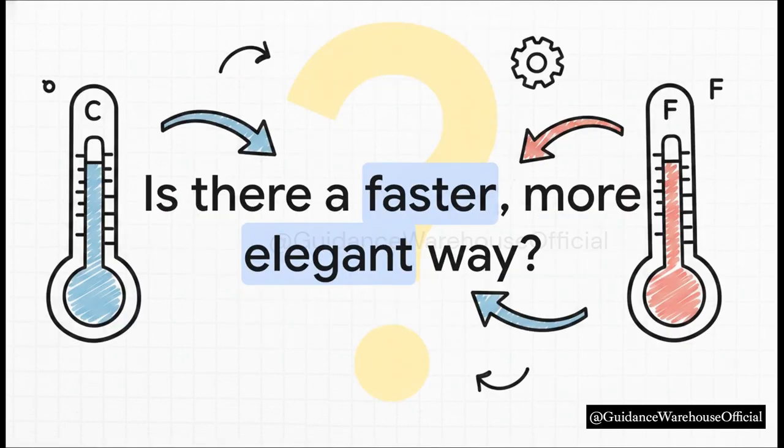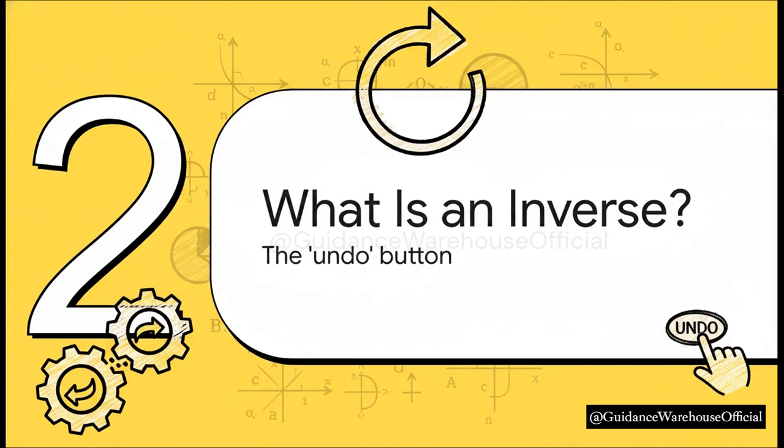So you've got to ask yourself, isn't there a better way, a more elegant solution? What if she had a formula that just worked in reverse? One where she could just pop in the Celsius and get Fahrenheit right out. And that elegant solution is exactly what an inverse function is. It's the mathematical undo button we were just looking for.